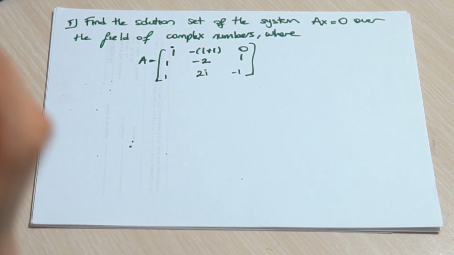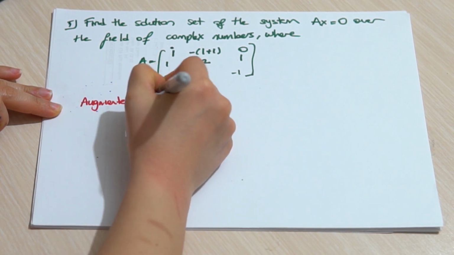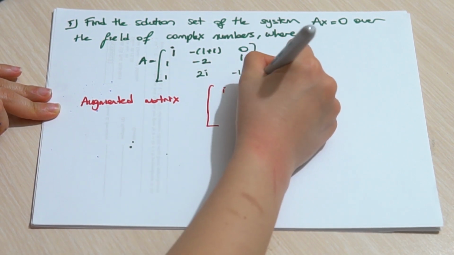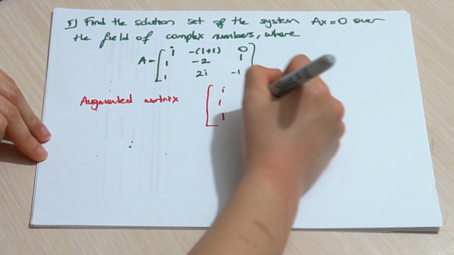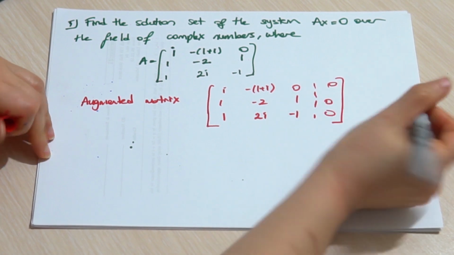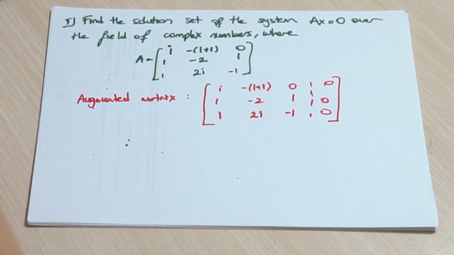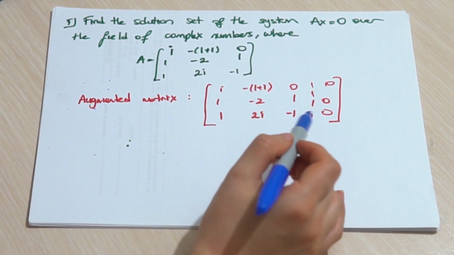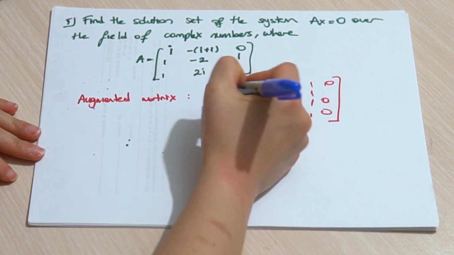Now, our augmented matrix for this system is equal to: i, minus 1 plus i, 0; 1, minus 2, 1; and 1, 2i, minus 1, with the right side 0, 0, 0. Now, we need to solve this augmented matrix. To find the solution easily, we need to put this matrix into row echelon form.